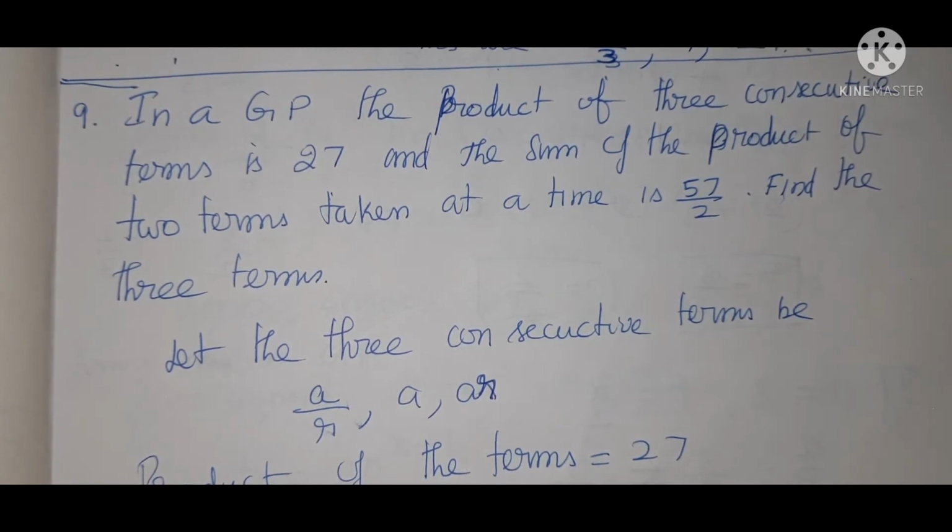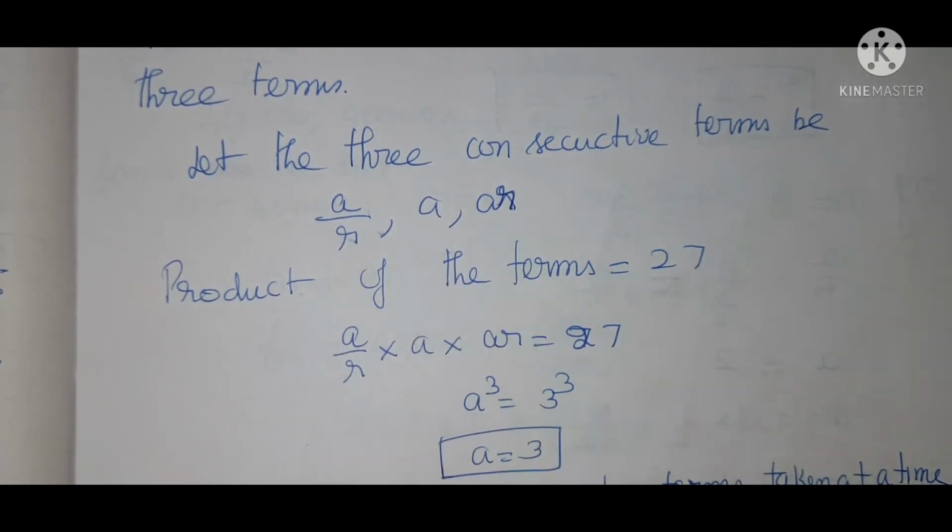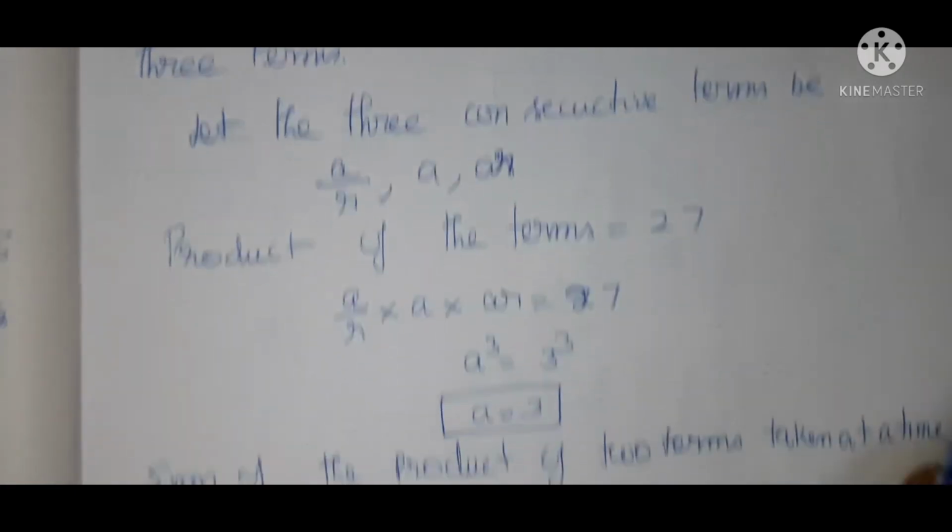Find the 3 terms. Let the 3 consecutive terms be A by R, A, AR. Product of the terms is 27: A by R into A into AR is equal to 27. R cancels, A into A square, that is A cube, is equal to 27. A cube is 3 cube. A is equal to 3.